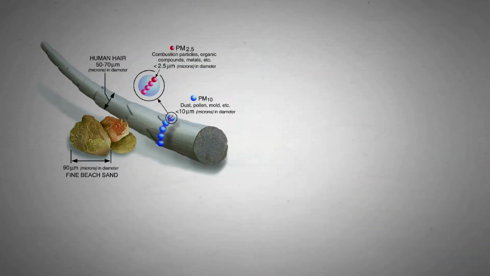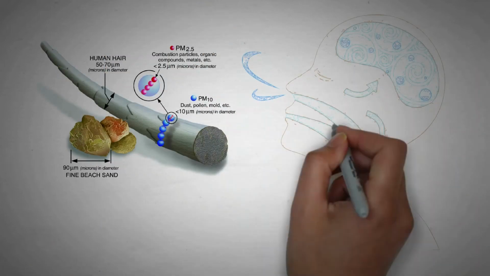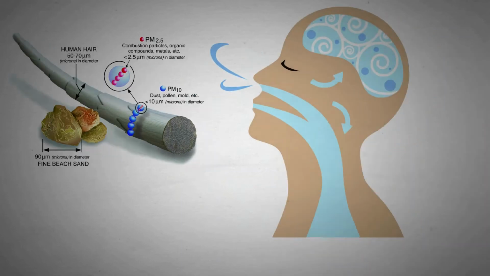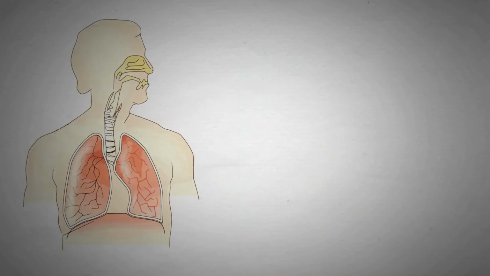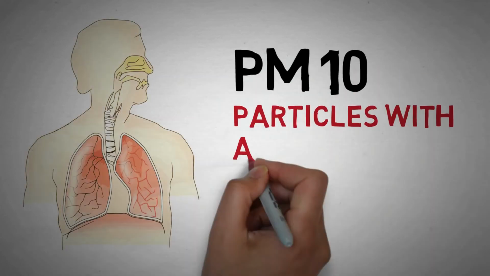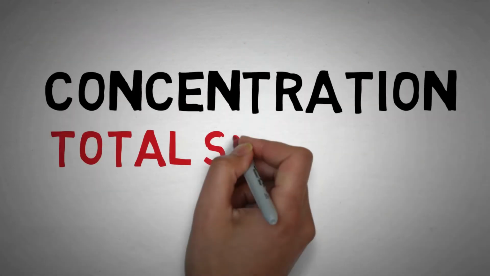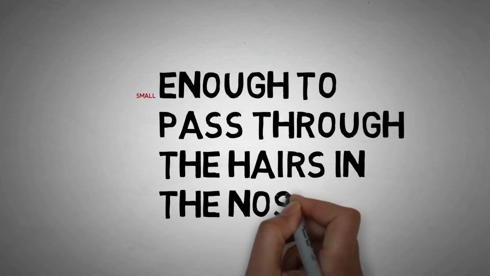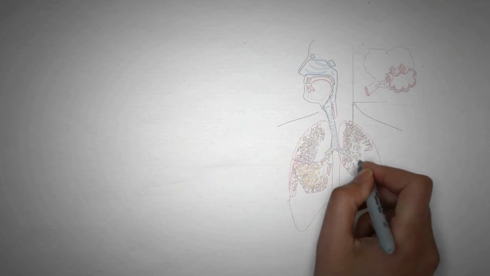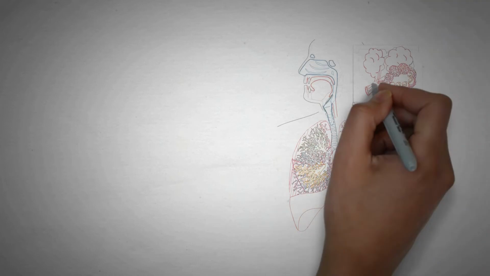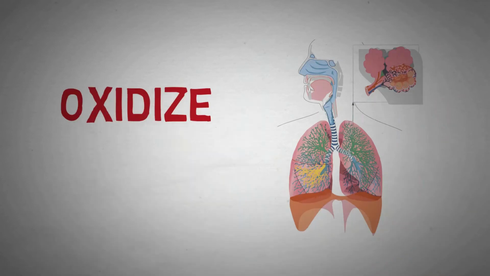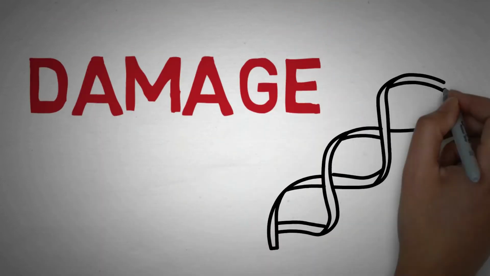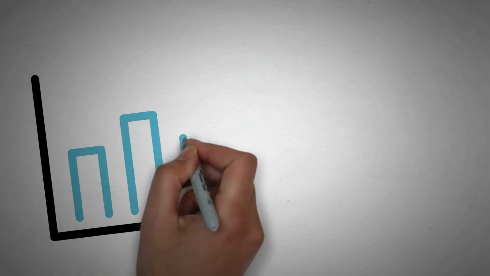When particulate matter is breathed through the nose or mouth, each particle's fate depends on its size. The finer the particles, the farther into the body they can penetrate. PM10 particles, with diameter smaller than 10 micrometers, whose concentration in the air is included in measures of total suspended matter, are small enough to pass through the hair in the nose. They travel down the respiratory tract into the lungs, where the metal elements on the surface of the particles oxidize lung cells, damaging their DNA and increasing the risk of cancer.